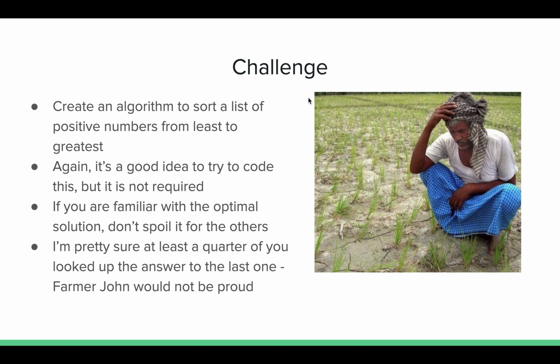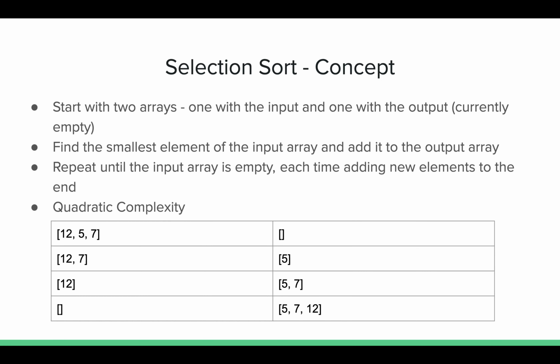So assuming y'all paused this lecture and tried it out yourself, we'll move on to some potential solutions. The first and most common solution that's come up with is selection sort, and let's go over what that is. Basically, you start with two arrays. One has input and one has output. The output array starts out as empty, and the input array starts out as whatever you set the initial array to be.